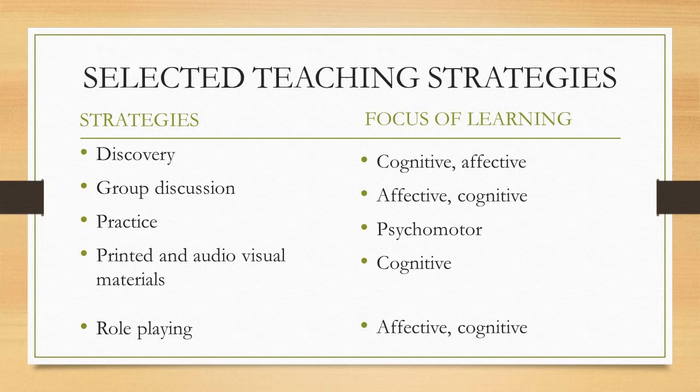The next strategy is practice. And the type of learning is psychomotor. This type of strategy allows repetition and immediate feedback and permits hands-on experience. Like for example, a choreographer teaching dancing steps. The more practice you have, the more you retain the steps of the dance, because practice makes perfect.